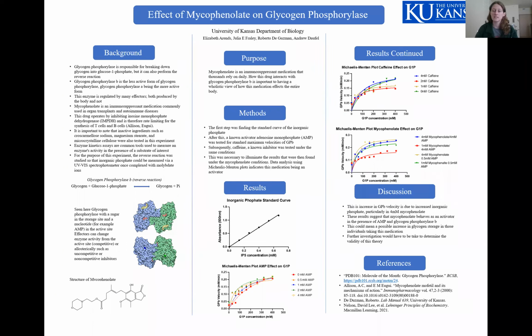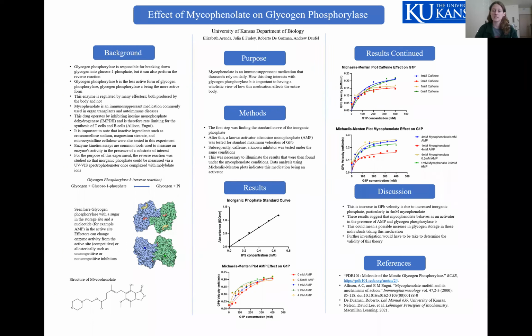We used enzyme kinetic assays to investigate this, as well as viewing our results via UV-Vis spectrophotometry. Here is the glycogen phosphorylase enzyme, seen with the sugar in its active site, as well as AMP, adenosine monophosphate, which we will see later works as an activator. Here is the structure of mycophenolate. As I mentioned, the purpose is to further investigate whether mycophenolate could have a role in glycogen phosphorylase, how this could affect patients, and promote further investigation in the future.